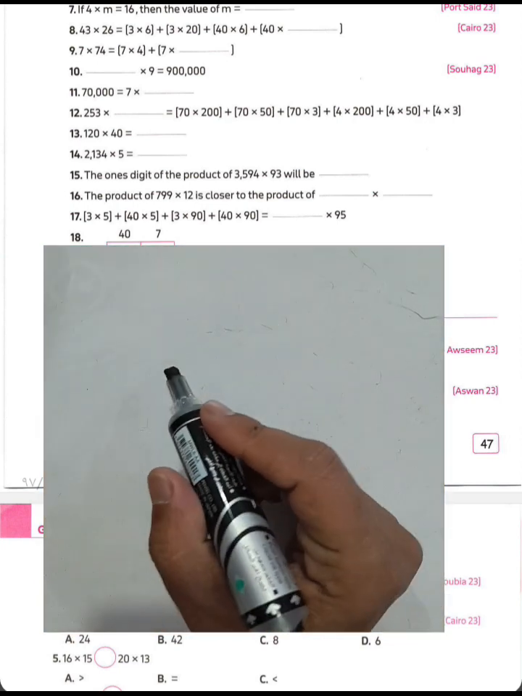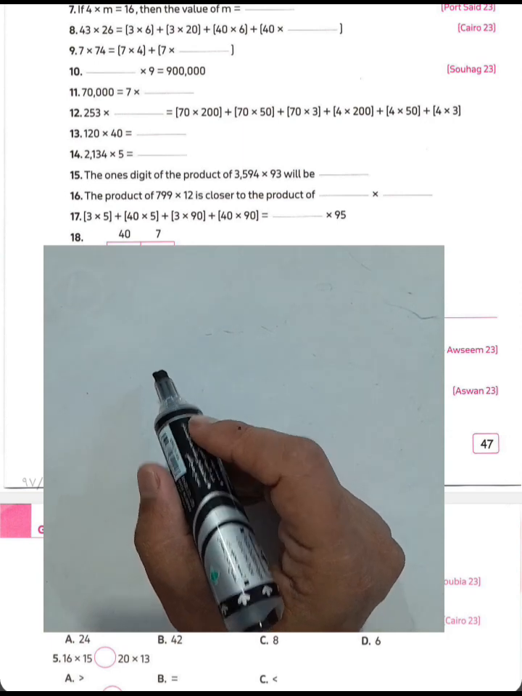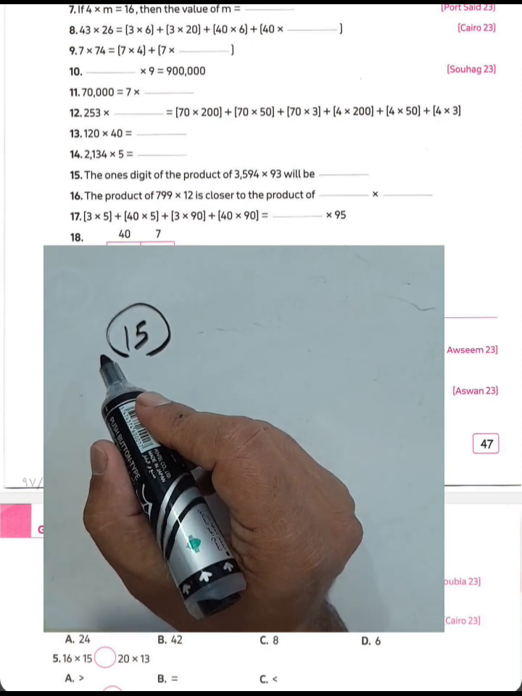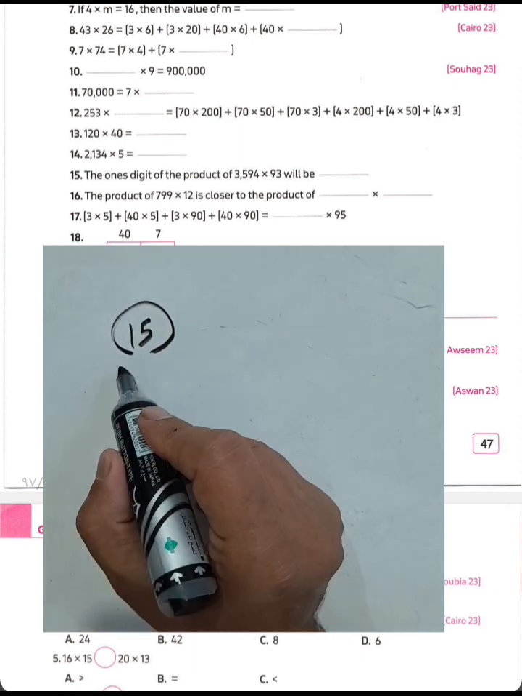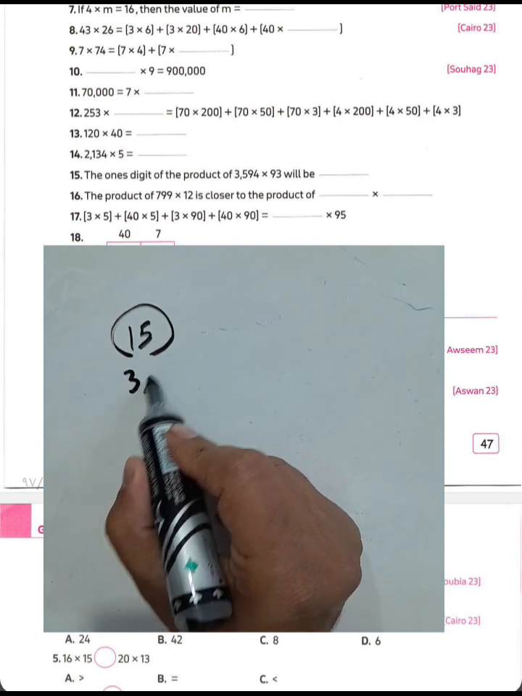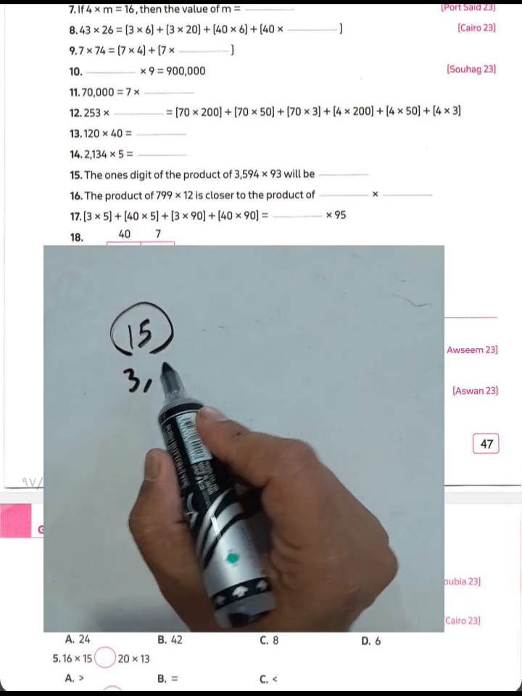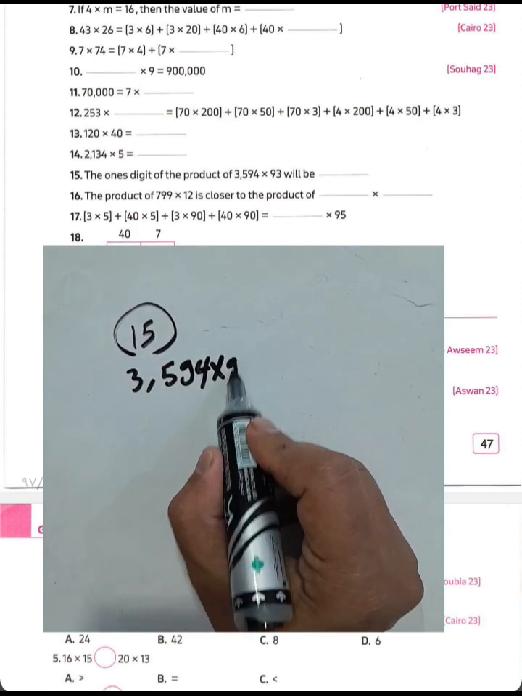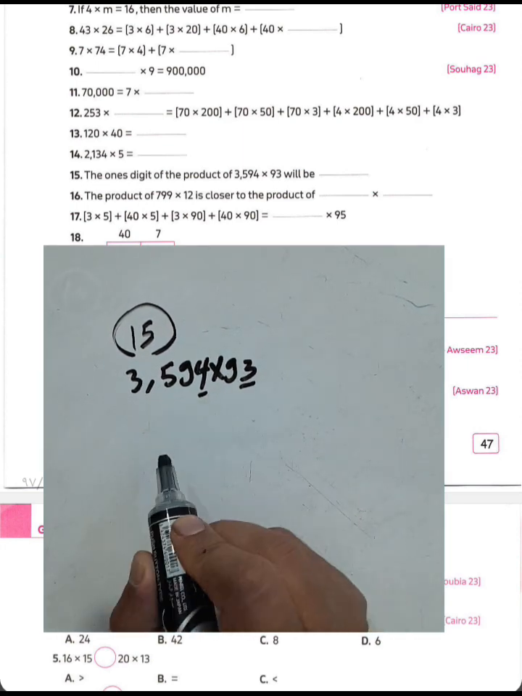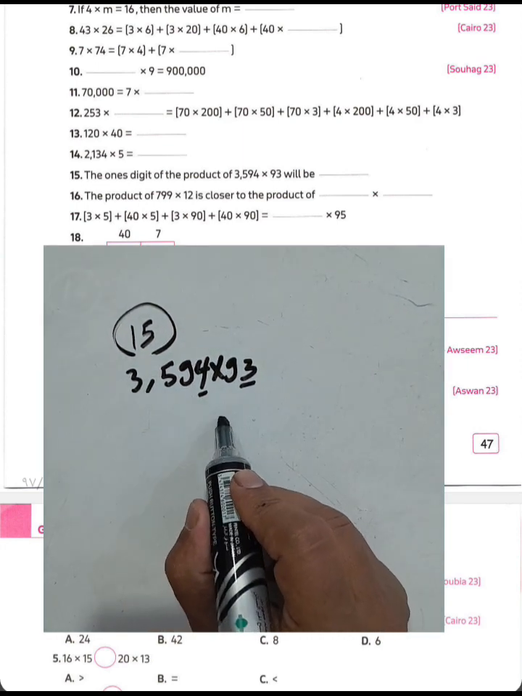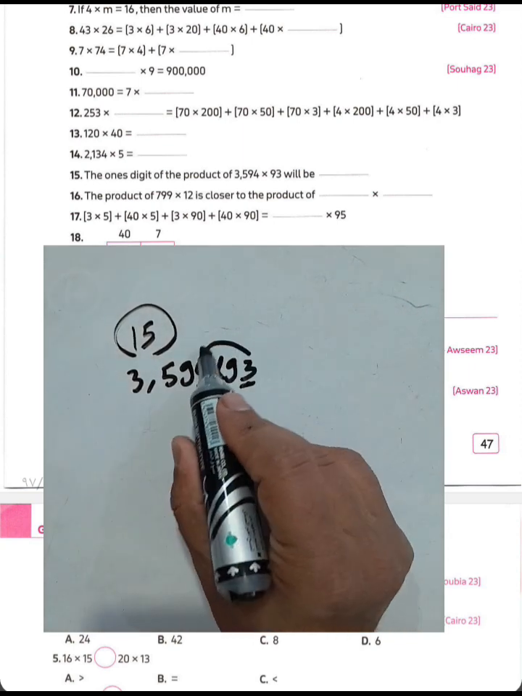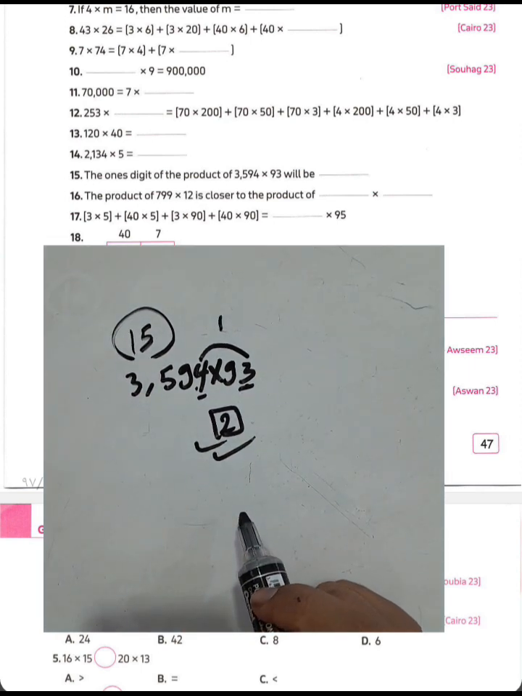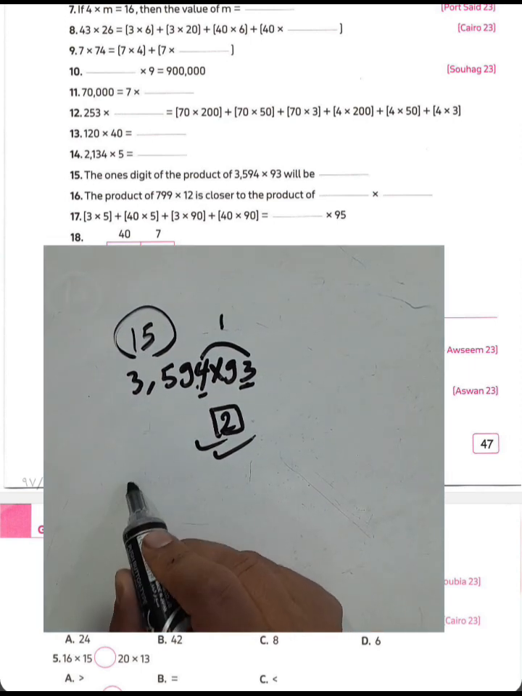Question 15. The ones digit of the product 3,594 times 93 will be equal to what? You want to find the ones digit of the product here. It will be 2, because 3 times 4 equals 12. Write 2 and carry up 1. So the result will be 2 for question 15.